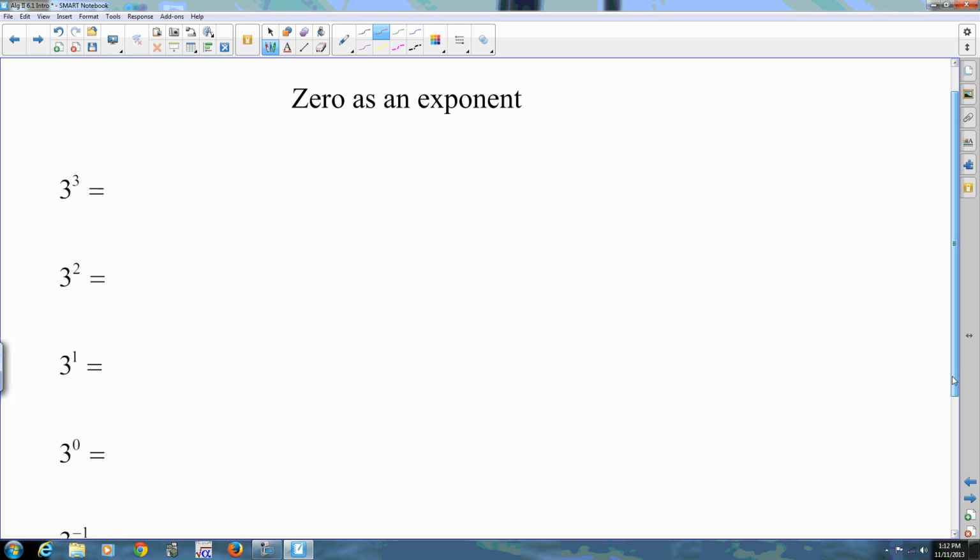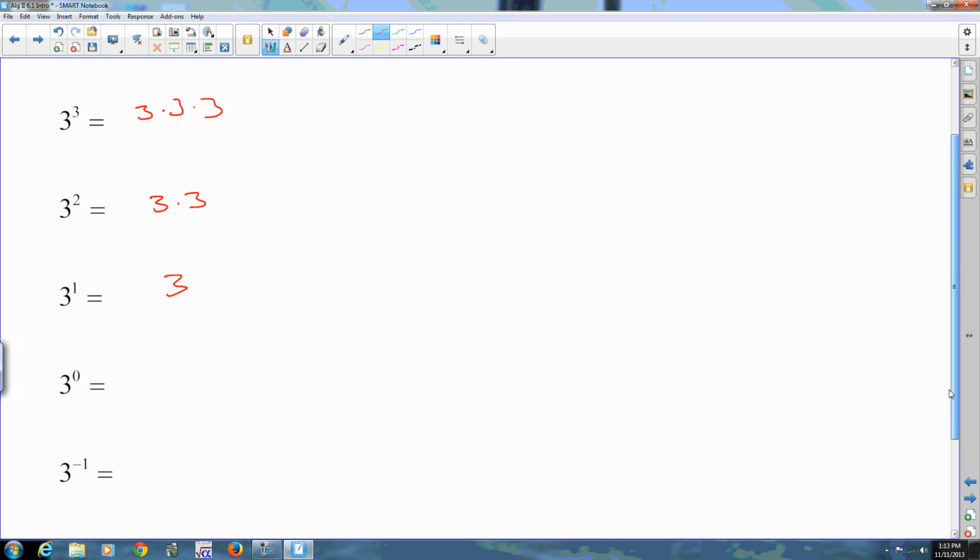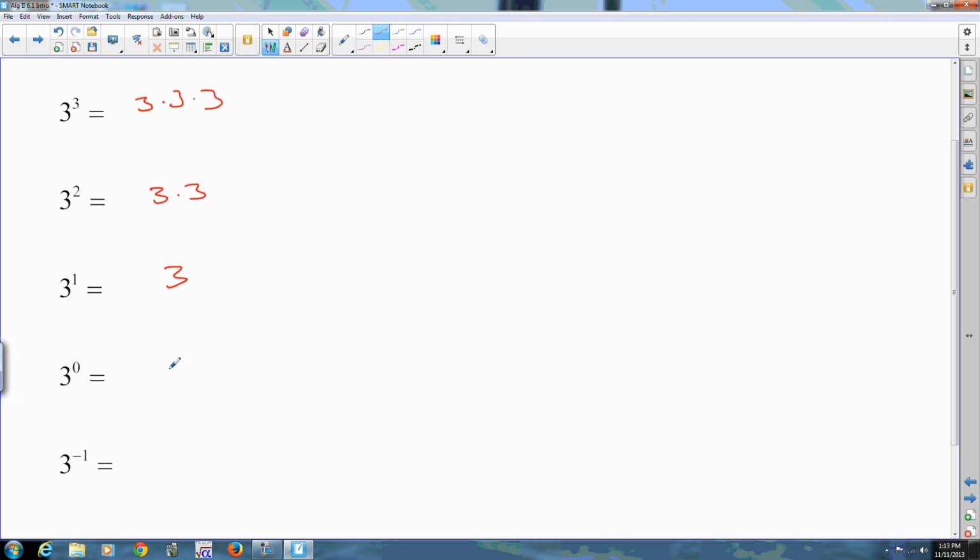Okay, 0 as an exponent. Just to work this out for you, that's 3 times 3 times 3. That says how many times you multiply the number together. Well, what does this mean? Multiply it by itself no times. Multiply it by itself a negative 1 times. I don't get it. Well, one way to visualize it is to go from this level to this level.